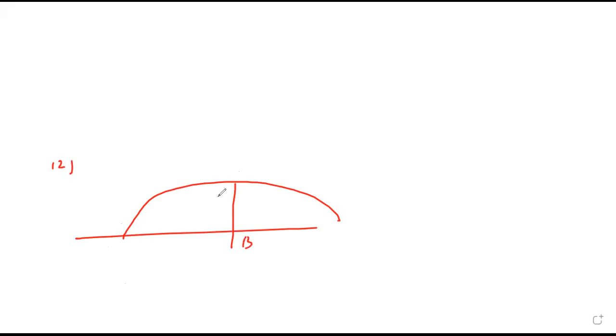A body is projected with velocity v1 from point A as shown in figure. At the same time, another body is projected vertically upward from B with velocity v2. Point B is exactly below the highest point. For both the bodies to collide, what should be v2 by v1? अभी हाईएस्ट पॉइंट के ऊपर निकल गया तो कोलाइड नहीं होगा.